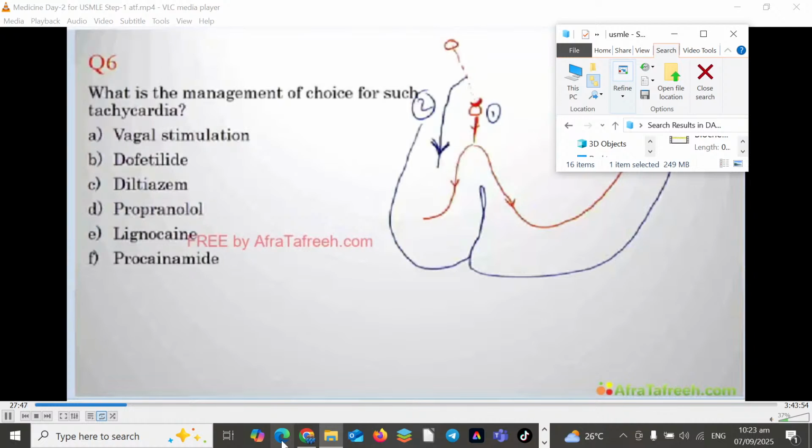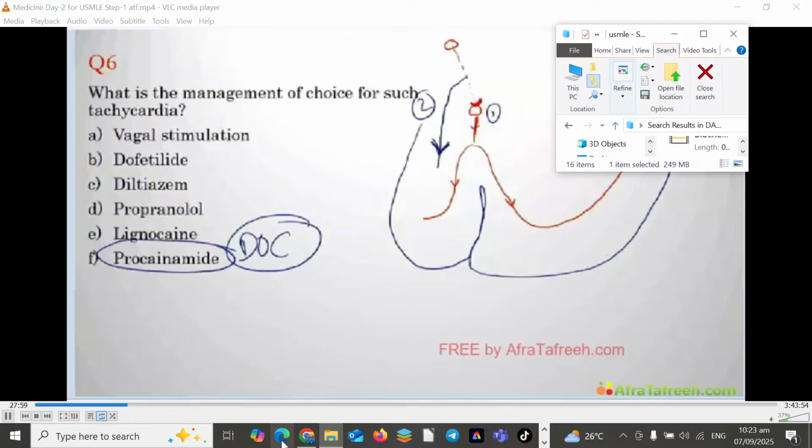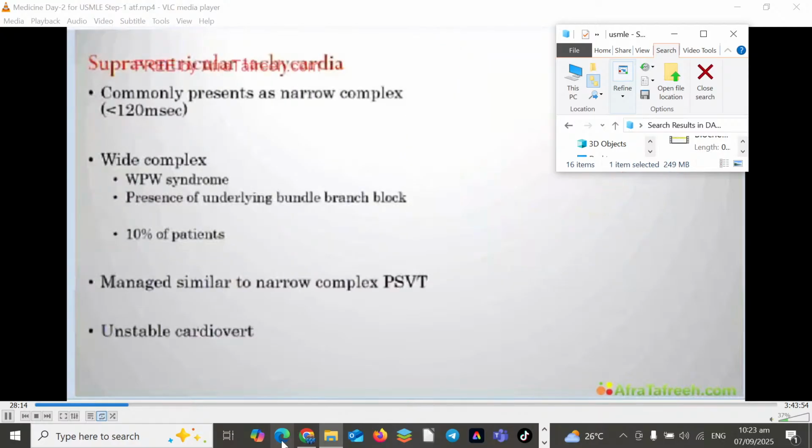In such accessory pathway tachycardias, procainamide is the drug of choice. Procainamide, a class 1A antiarrhythmic drug, is the most effective in such cases. Okay? This is called an SVT with aberrancy. We'll deal with it step by step, gradually.